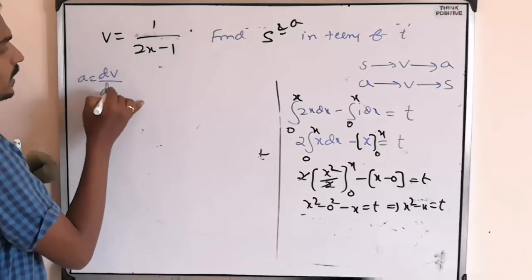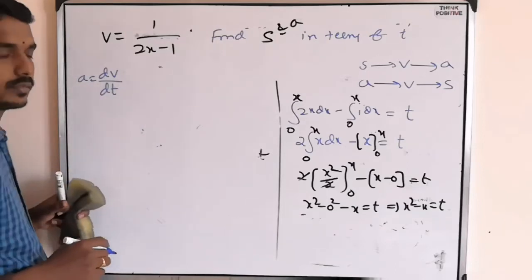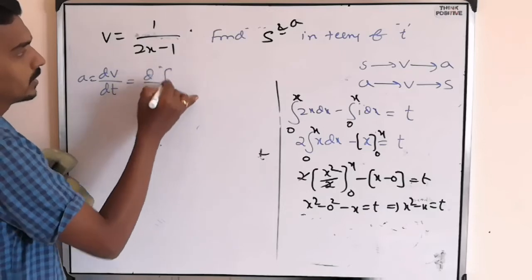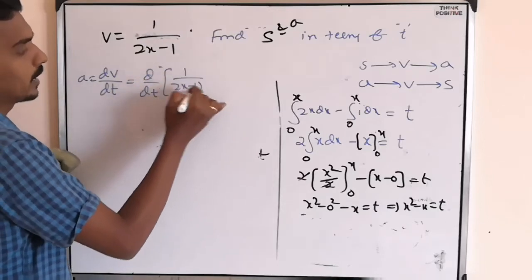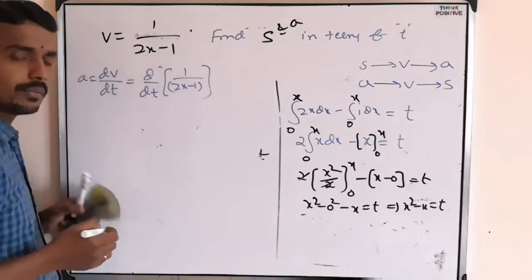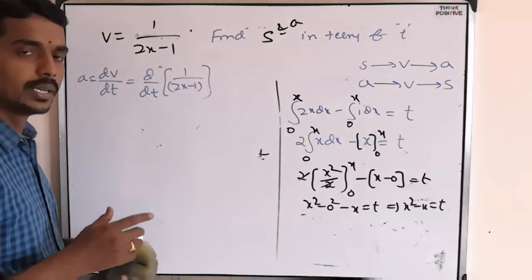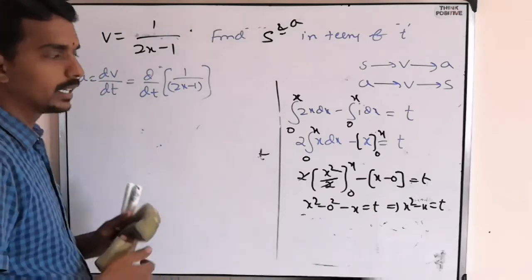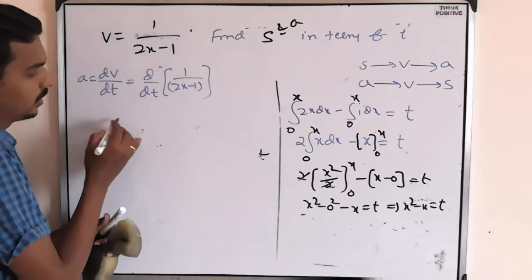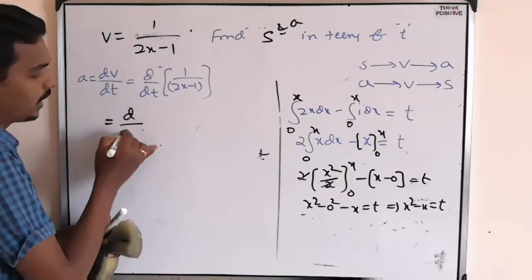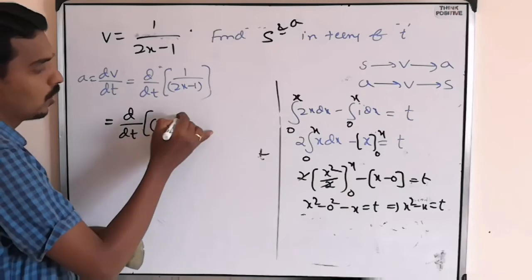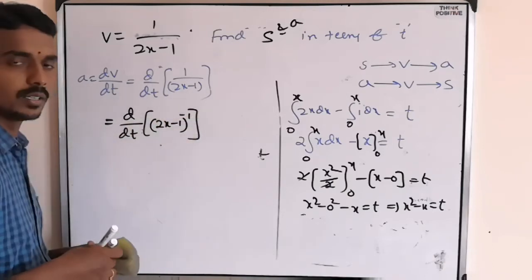Acceleration is dv by dt. Then you need to go for differentiation, 1 by 2x minus 1. But this kind of differentiation will become typical, difficult. I will show you. So d by dt of 2x minus 1 whole power minus 1.